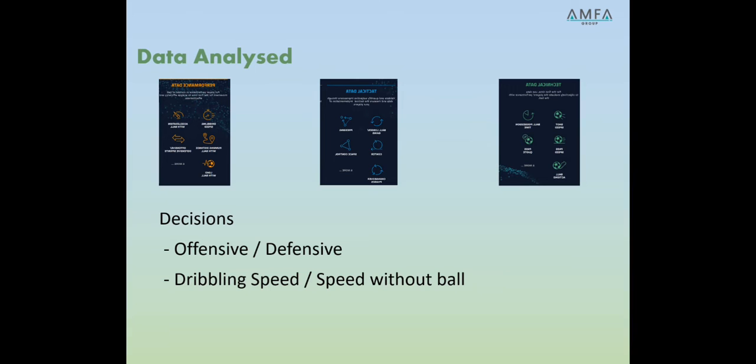And with this, the team can decide how to go against the other one, whether to use an offensive strategy or a defensive strategy. What should be the dribbling speed when a player is running with the ball and dribbling, or what's the speed when the player is running without the ball? So all these different modes of play can be very closely measured and analyzed.